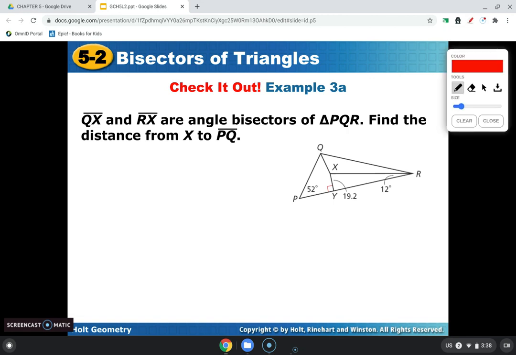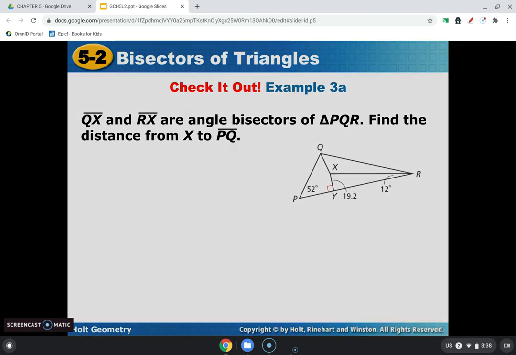Angle bisectors, find the distance from X to PQ. Once again, it's that perpendicular distance. If that's 19.2 for XY, then it's always 19.2 from X to any side, the perpendicular distance, because that's the incenter.